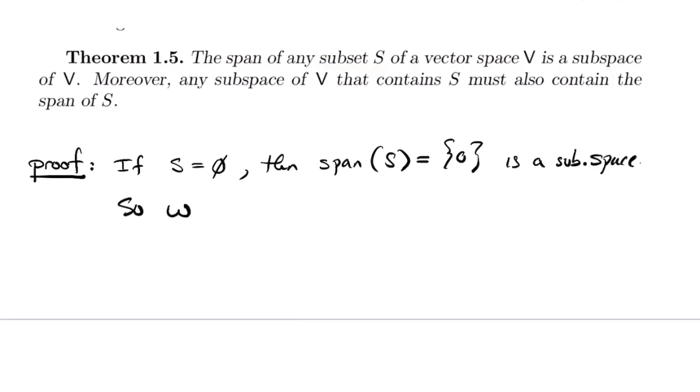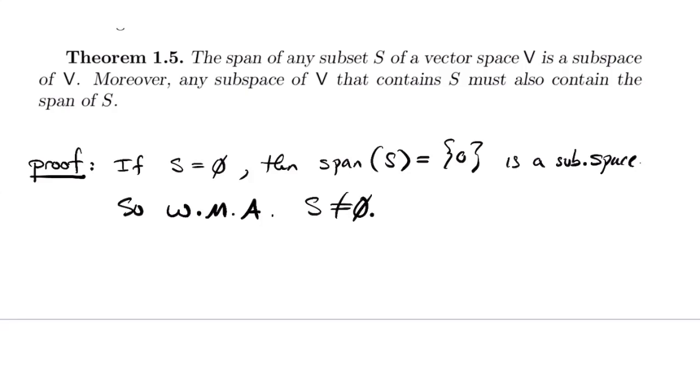So we may assume, it's a nice acronym in chalkboard proofs, we may assume that S is not empty. Okay, so I have to show now that the span of S is a subspace. I have to use the subspace test. So I need to have the 0 vector in there.